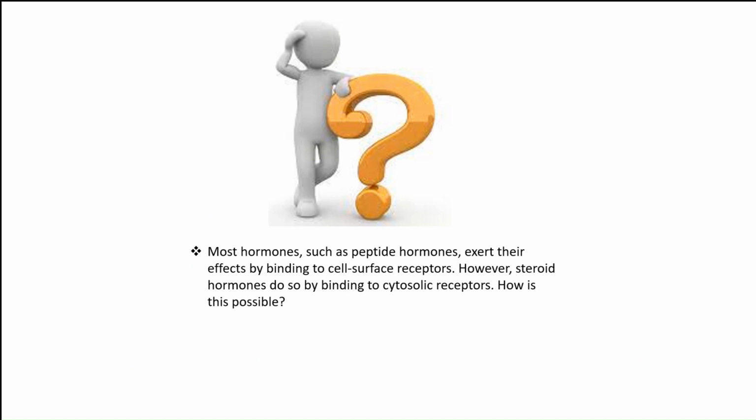Now one question from my end for you all. Most hormones, such as peptide hormones, exert their effect by binding to cell surface membrane receptors. However, steroid hormones do so by binding to cytosolic receptors. How is this possible? To answer this, you have to keep in mind that these steroid hormones are crossing the plasma membrane barrier. So what is the property of steroids and what is the property of the plasma membrane?